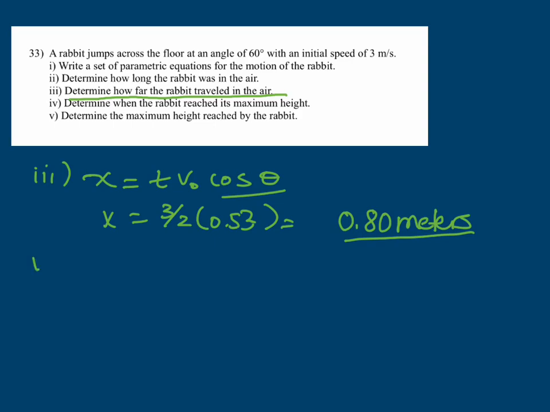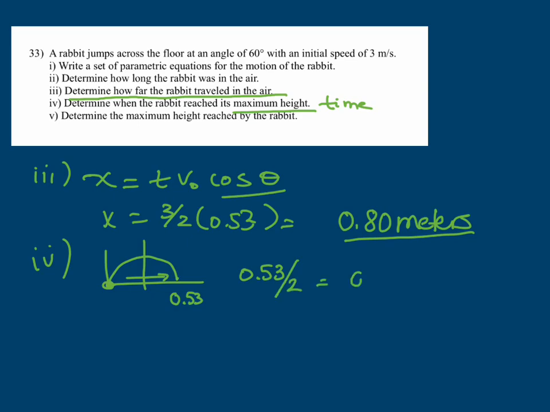All right, so let's go on to 4. Determine when the rabbit reached its maximum height. So this is the time. Okay. So when did he reach his maximum height? Well, we had this picture, and it took him 0.53 seconds to get from here to here. And so he was at his maximum height halfway through there, right? So let's just use logic. 0.53 divided by 2 is equal to 0.27 seconds. So that's when the rabbit reached the maximum height.